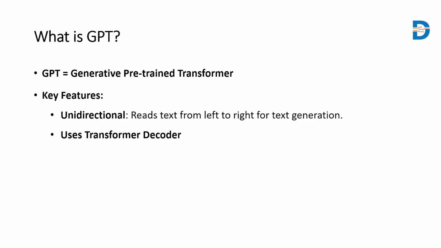But GPT's full form is Generative Pre-trained Transformer. It's unidirectional: it reads the text only from left to right, that is, whatever comes in the forward direction. That is the only reading that can happen in understanding the context of the data. It generates text going forward, and it comes from the decoder part of your transformer.